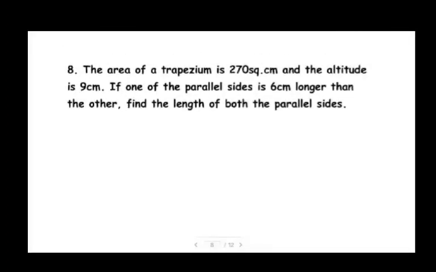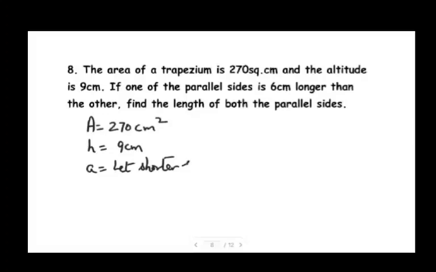The area of a trapezium is 270 square centimeters and the altitude is 9 centimeters. Area is given as 270 square centimeters. Height is given as 9 centimeters. If one of the parallel sides is 6 centimeters longer, so let the shorter side be x. Therefore, the longer side is going to be x plus 6.